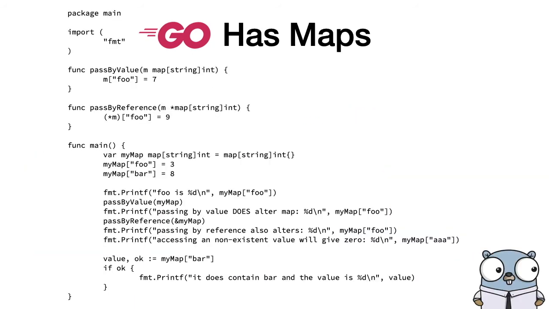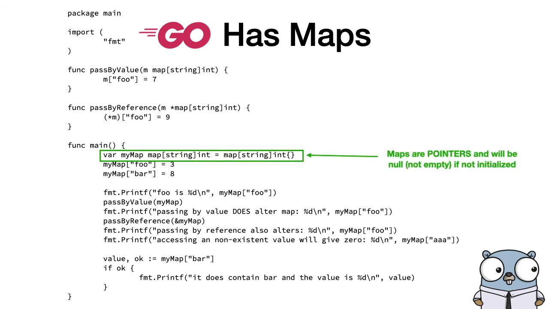Go also has maps or hashes or dictionaries. They're called a lot of different things. They're called maps in Go. The way that you declare a map is like this. You do map, and then in brackets is the type that's the key, and then after the closing bracket, you have the type that's the value.